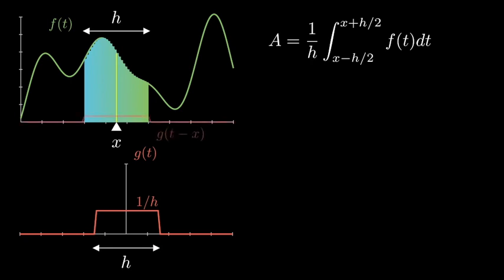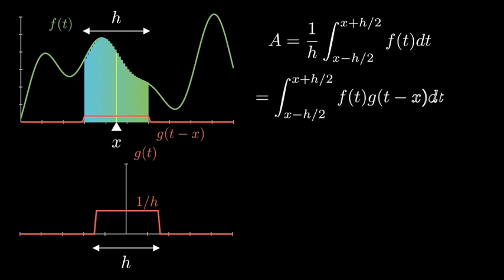The function g of t minus x is the same step function, but centered at x, so that it lines up with the interval we're averaging over. Notice that taking an average over this interval centered at x is actually the same thing as integrating f times g of t minus x, since everything outside the step function is 0, and the 1 over h can be brought inside the integral. Next, we can actually replace t minus x with x minus t, since g of t is symmetric, i.e. it doesn't matter whether x minus t is positive or negative.